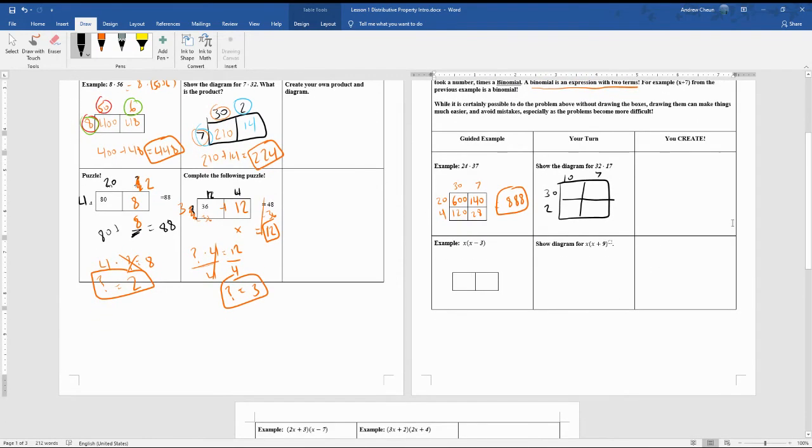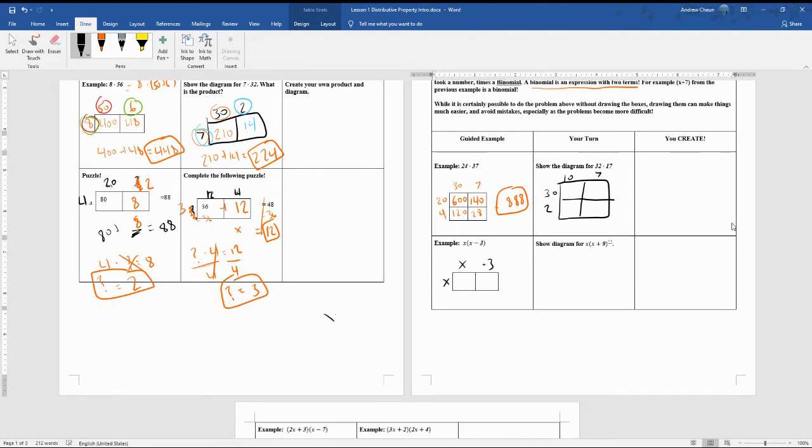We have x times x minus 3. So when we plug this in, the left side is just going to be x. On the top is x minus 3. So here's our question here. What is x times x? How do we write that?